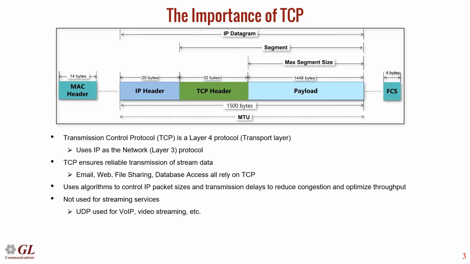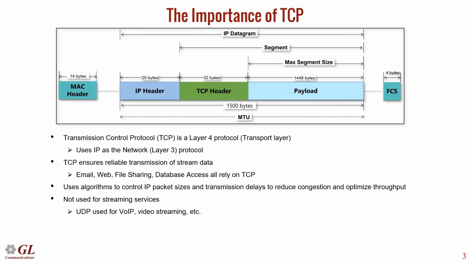Now, keep in mind that there are some applications that do not use TCP, and that includes streaming services. So UDP, User Datagram Protocol, is used for streaming services such as voice over IP, video streaming, and so forth. So why is that? It's because UDP is not actually concerned about congestion. It's not actually concerned about packet loss. It doesn't care. It's just going to blast packets out from point A to point B, and if a packet gets lost, so be it.